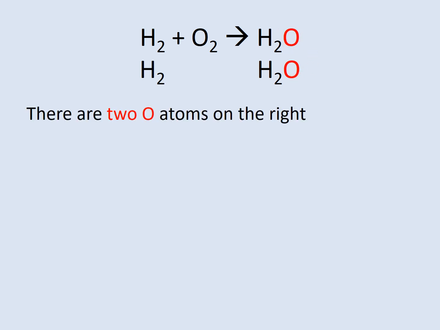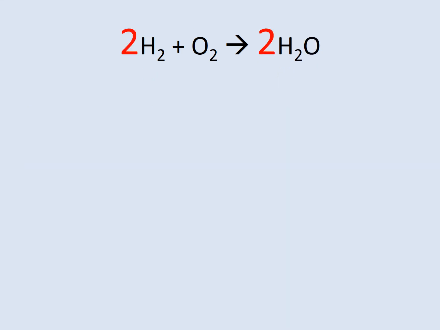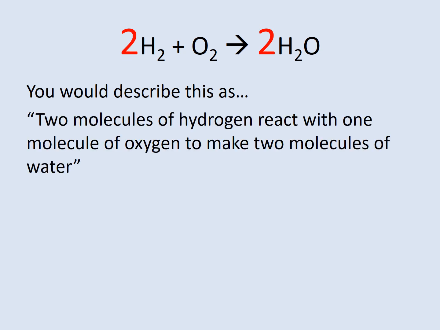So everything is now balanced. Now, the final part of this is how do you actually write that? Well, you have to rewrite with numbers in front to show how many of each substance you have. So we now have 2 hydrogen molecules, so H2 and H2, 1 oxygen molecule and 2 water molecules. So to show that, what you're going to do is write a big 2 to show you have 2 hydrogen molecules and a big 2 to show you have 2 water molecules. And in terms of how you're describing that, 2 molecules of hydrogen react with 1 molecule of oxygen to make 2 molecules of water.